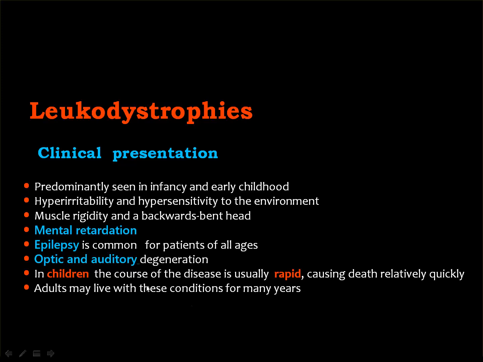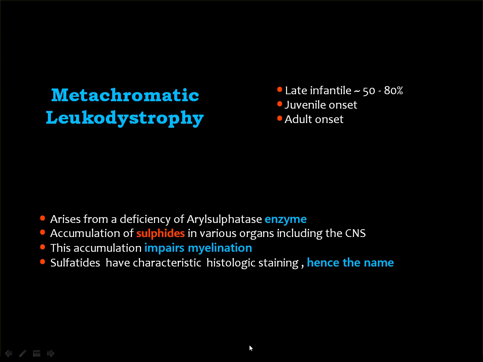What is important for all of you is that leukodystrophies are rare. All the items under this title are rare, and they almost share common clinical presentations. And you know, each of these may present in infancy or early childhood, may have a juvenile onset, and may have an adult onset, of course. There is hyperirritability and hypersensitivity. There is mental retardation, epileptic seizures, and optic and auditory degeneration. The course in the children is very rapid, and the mortality is high, while that of the adult onset have a little bit more benign course.